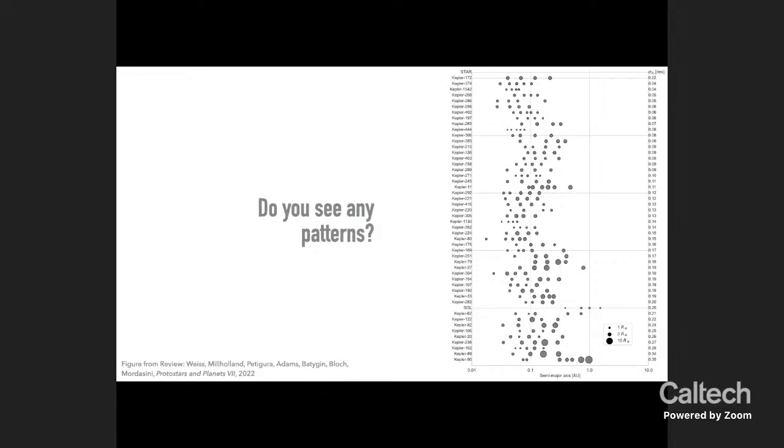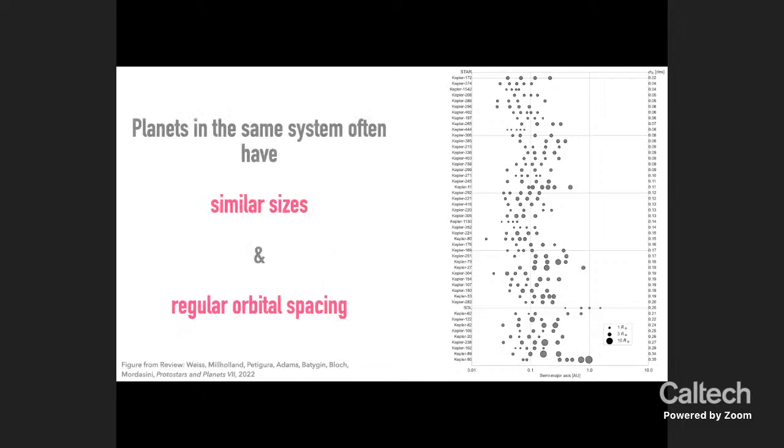Especially for people who don't already know the answer. All right, so the pattern is that planets in the same system often have similar sizes and regular orbital spacing. So now a new follow-up question, anyone can participate except for Constantine. Which systems on this plot best exemplify this pattern? I suppose it's a bit small for you to see. I'll give you a hint. It's either the top or the bottom.